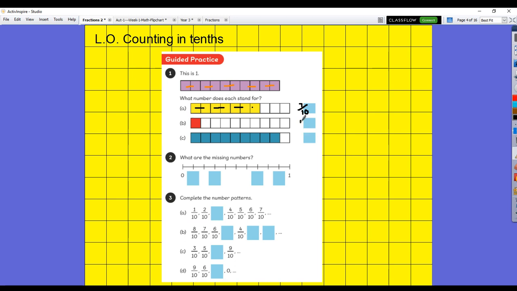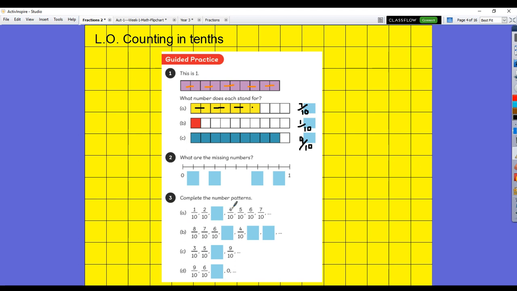So we know we've got 1/10 coloured in. Instead of having to count them all here, we know if we take 1 away from 10, we get 9. So we must have 9 squares coloured in out of 10. So that's going to be 9/10.